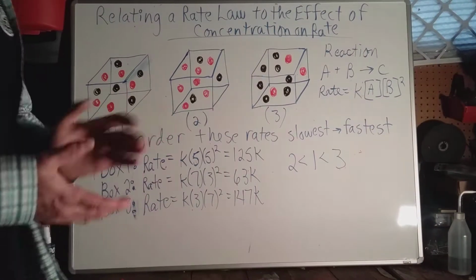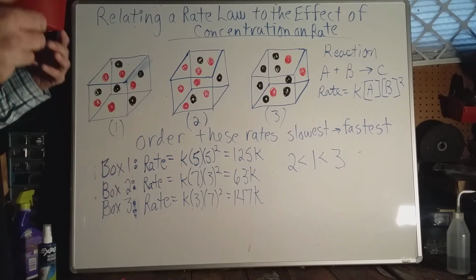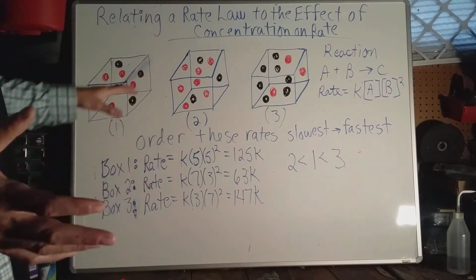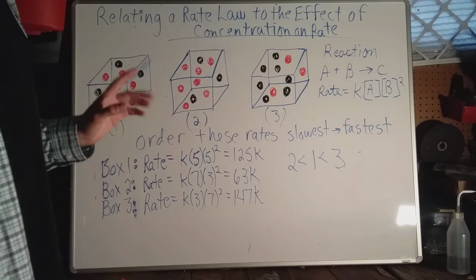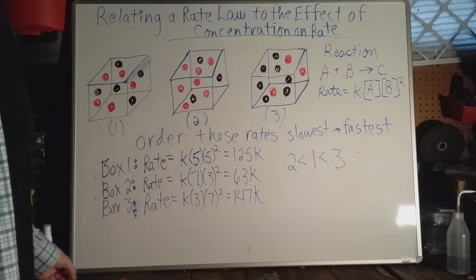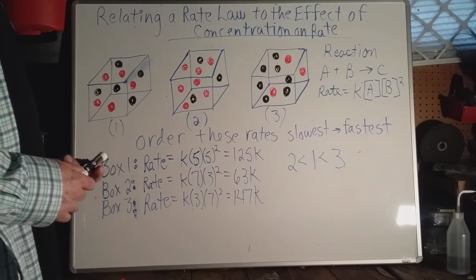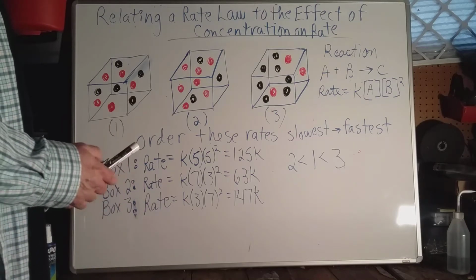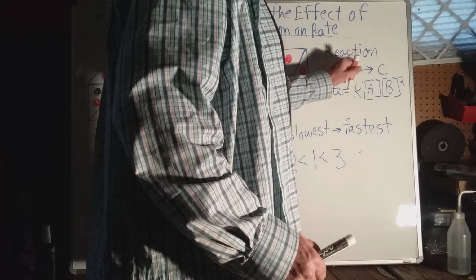All right, class. I thought I'd try to break down the idea of rate laws and their relation to concentration in as simple a way as I can. So imagine that we have reactants A and B in a box that will produce C. In keeping with color coding, let me switch this out. A will be red and B will be black.